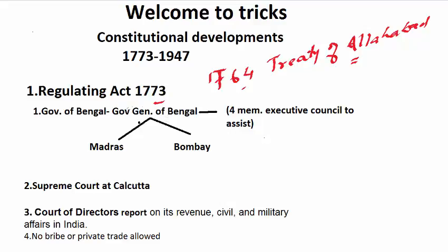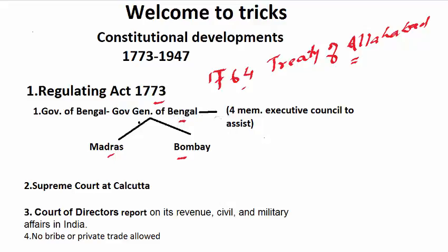Now the important features of this Regulating Act. Since we know the background of this act, we will be able to remember its features. In this act, the Governor of Bengal was made Governor General of Bengal, and Warren Hastings was the first Governor General of Bengal. This act was the first step towards centralization of administration in India. For this, the Madras and Bombay presidencies were brought under the control of the Governor General of Bengal, which means the two presidencies did not remain independent but came under the control of the Bengal presidency.